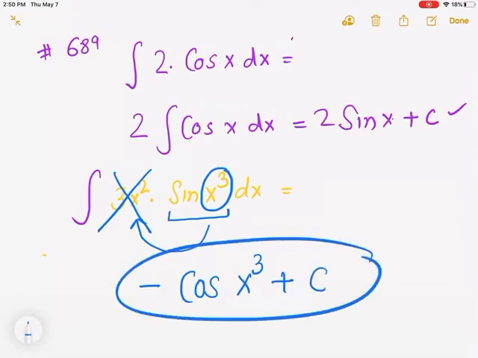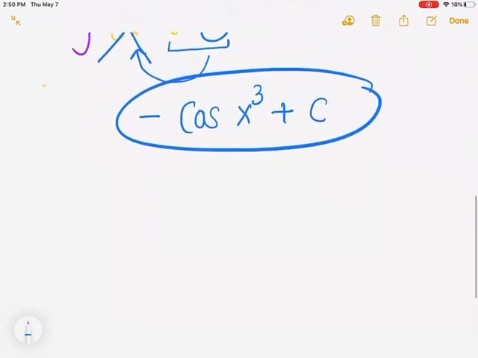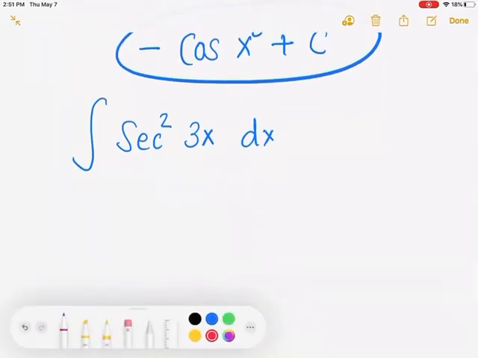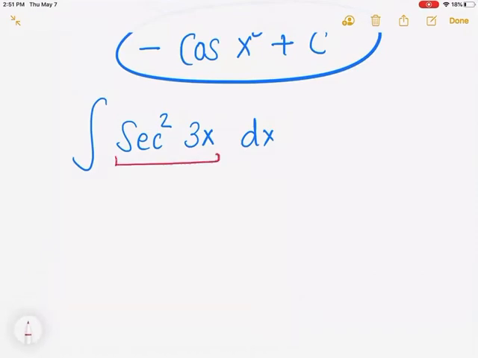All set. Next one. I have secant square, 3x is the angle, dx. Okay, first of all, identify your original equation. So the original equation is secant square with some angle. Do we have a rule for secant square? Yes, we do. What is that? It's equal to tangent.